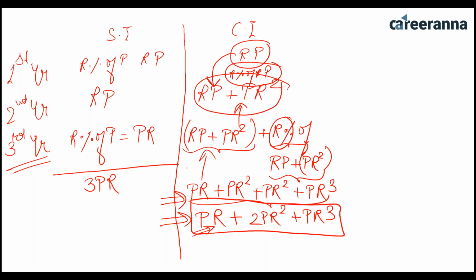Now for all the 3 years, if I need to add it, if I add all the 3, that means I'll be adding this value. I'll be adding this value as well, and I'll be adding this value. Okay. So this will become 3PR plus 3PR square plus PR cube.